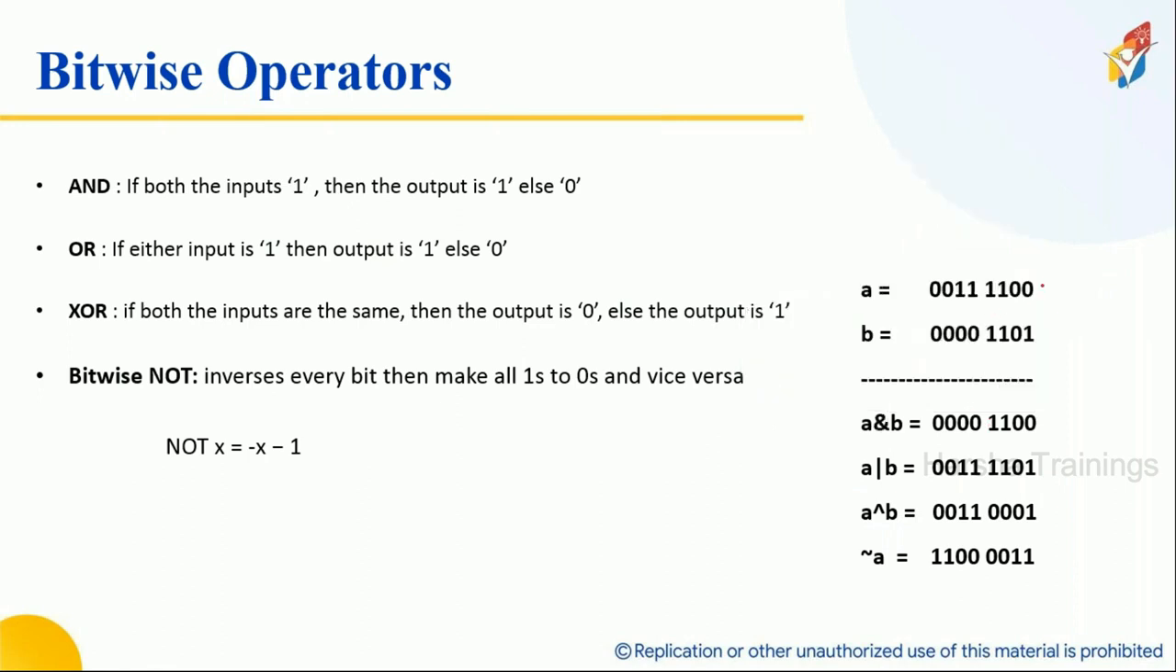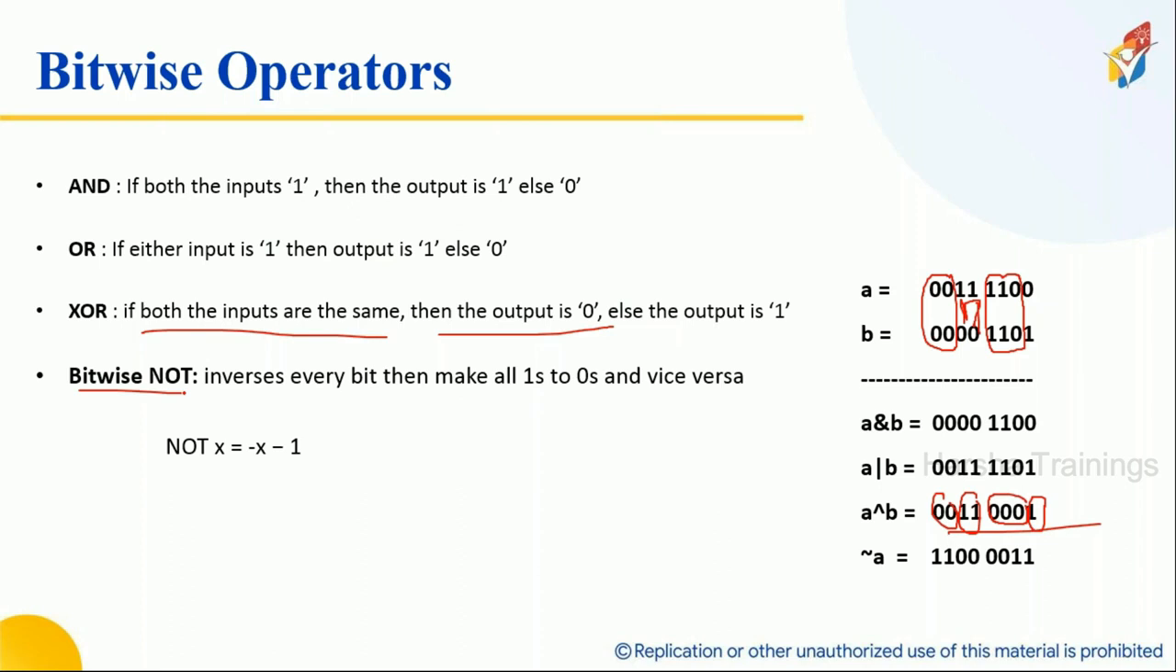If both the inputs are same, the output is 0. Here also both the inputs are same, so the output is 0. And if both the inputs are different, then the output will be 1. Clear for you? This is called XOR operation. If both inputs are same, then the output is 0. If the inputs are opposite, then the output is always 1. This is called XOR operation.